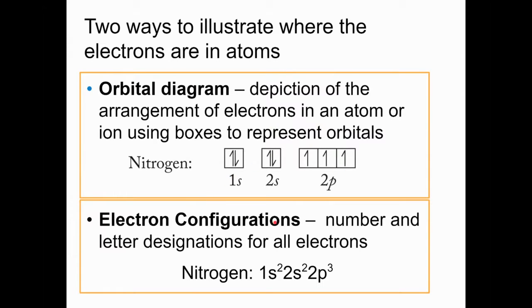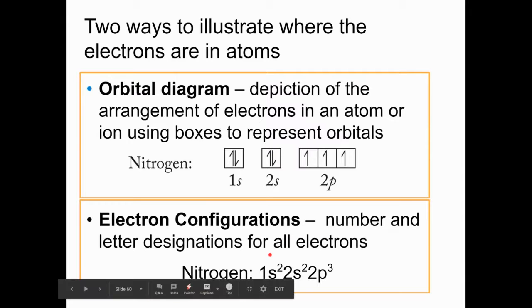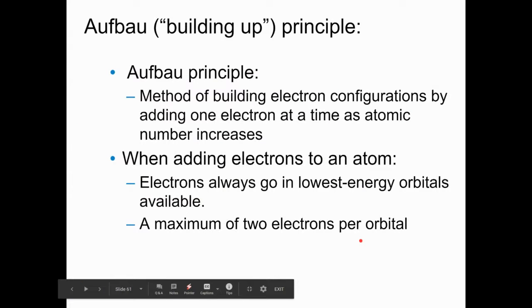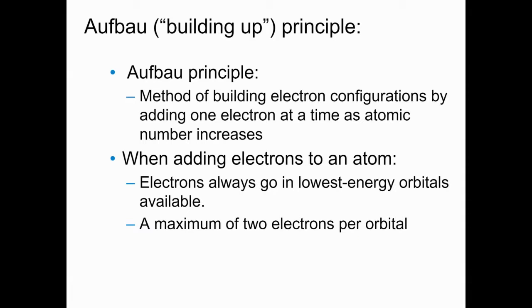And then electron configurations give the number and the letter designations for all the electrons. So you can see here, 1s2 is like this, 1s, 2 electrons. And then 2s2, because there are 2 electrons here, 2p3, because there are 3 electrons in the p orbitals there. So if you have your Chapter 7 handout in front of you, this is a question on there.